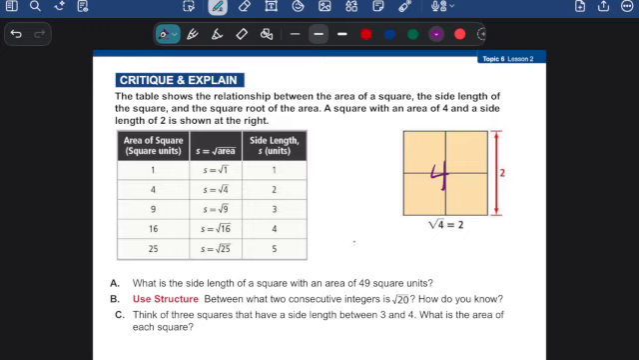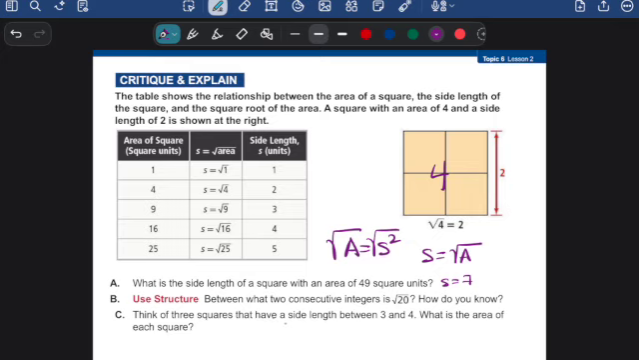So if you remember, the formula for area of a square is side squared. If I want to solve for s, I take the square root of both sides. So this side length would equal the square root of the area. That's all it's showing. So what is the side length of a square with an area of 49? Well, to find the side length, I just take the square root of the area. So the square root of 49 is 7.